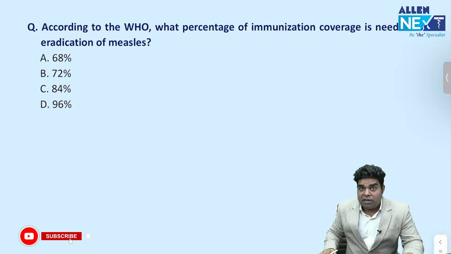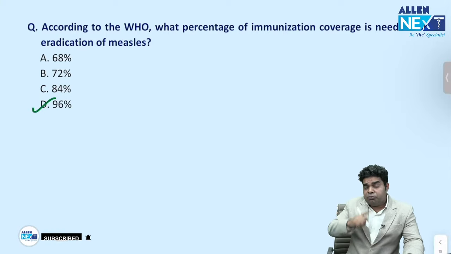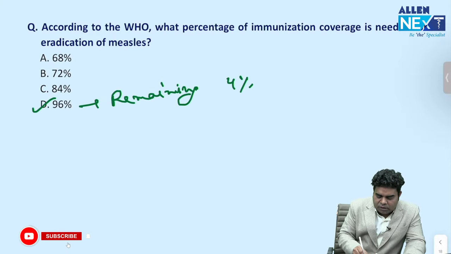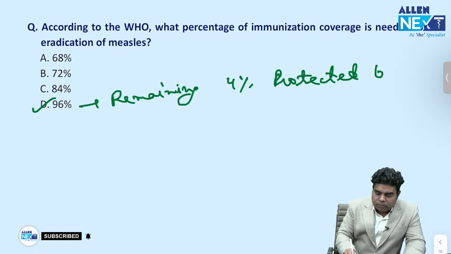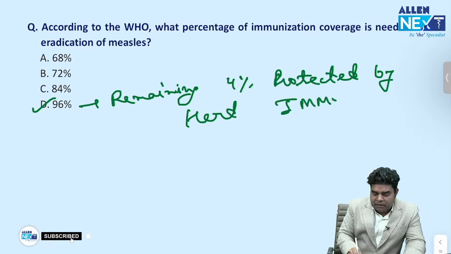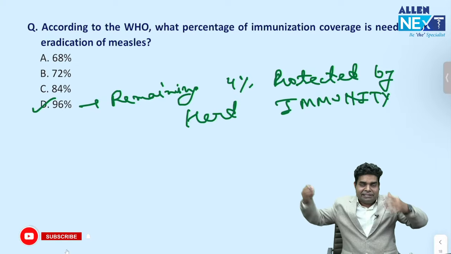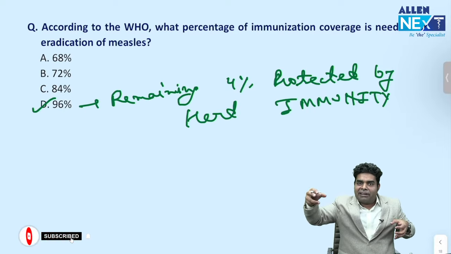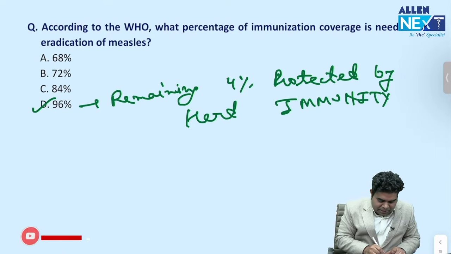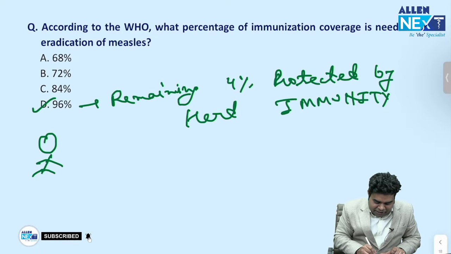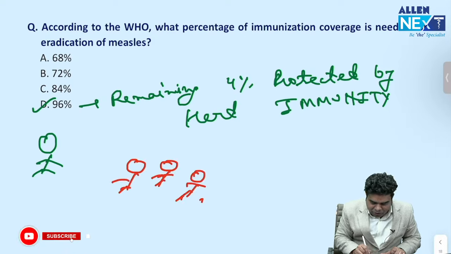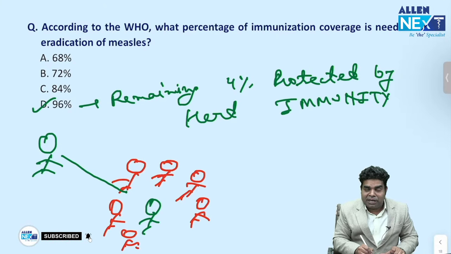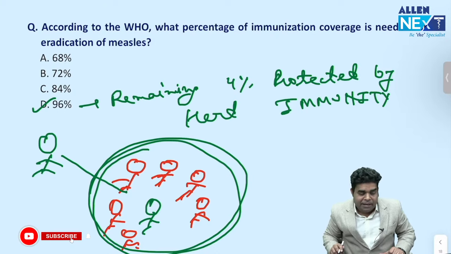According to WHO, what percentage of immunization coverage is needed for eradication of measles? 96%. If we vaccinate 96% of children, the remaining 4% will be protected by herd immunity. What is herd immunity? I hope you all know. Let's say you are in a class of 100 people, 96 are vaccinated, and a non-vaccinated child enters your gang. The remaining 4 will still not get infected because they are surrounded by vaccinated people. This non-immunized child tried to enter a gang where all are immunized, so he cannot transmit infection to the green one because he is surrounded by immunized people. So this is herd immunity.